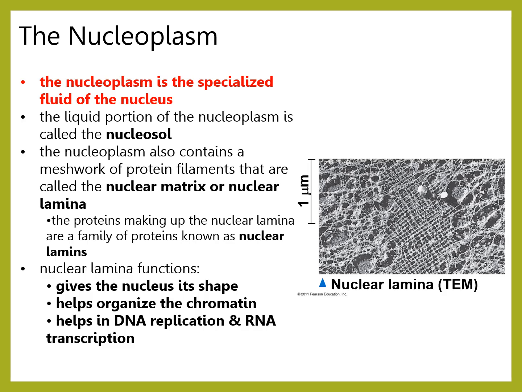And this nuclear lamina will function in a few specific ways. It will give the nucleus its shape, so it supports and shapes the nucleus. However, the nuclear lamina also organizes the DNA into what we call chromatin, and it also plays a role in replicating the DNA and transcribing that DNA into RNA.